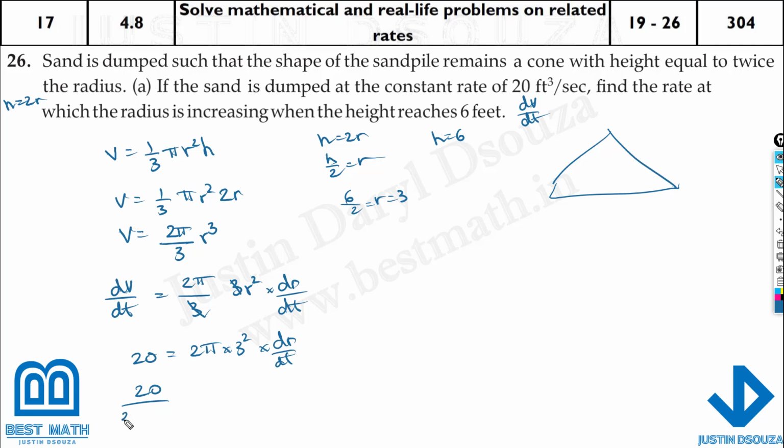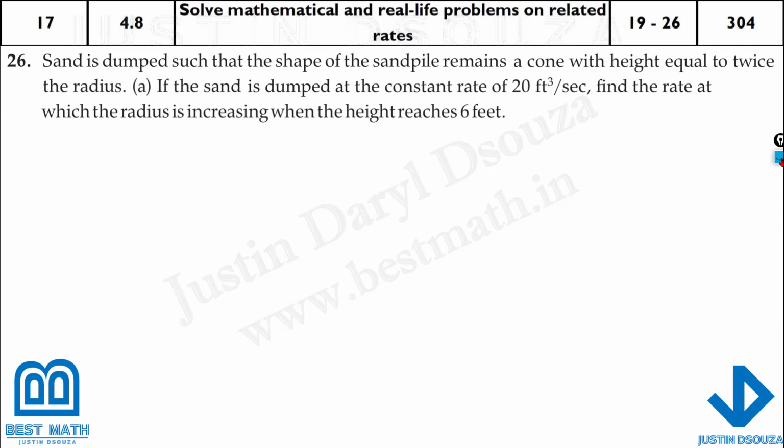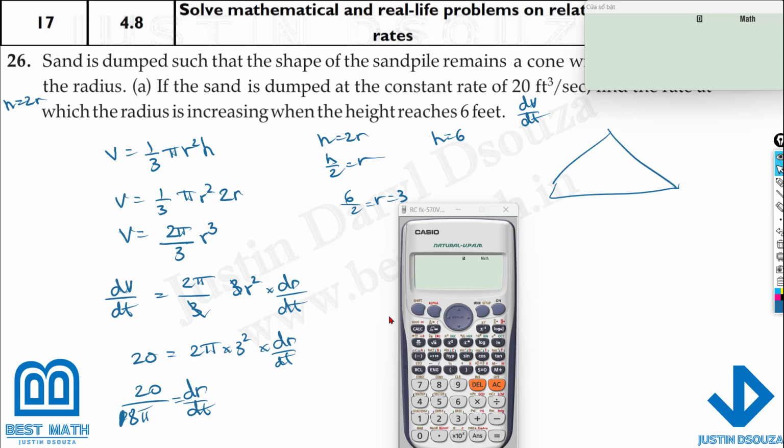It will be 20 divided by 3 squared, which is 9. 9 times 2 is 18, so it will be 18 pi. That is equal to the rate of change of radius with respect to time. Just put that in the calculator and you will get the answer. Here we have 20 divided by 18 pi. So the rate of change of radius is 0.35.